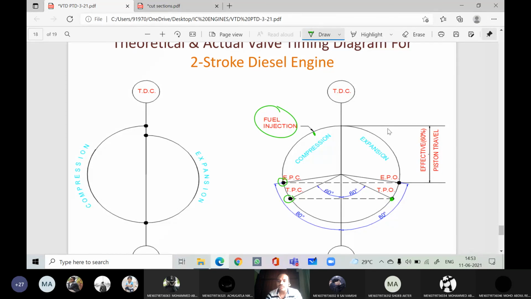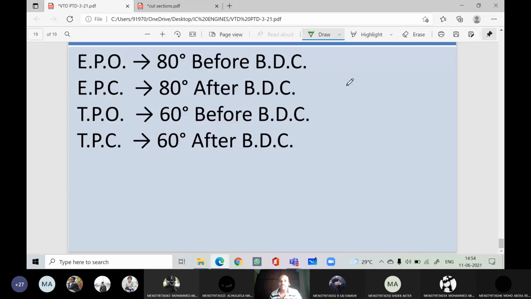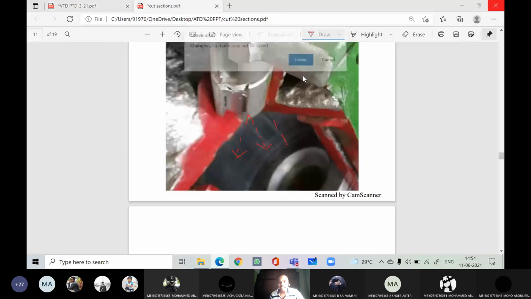Right. So if you see there earlier 140 and 120 degrees, 140 is for exhaust and 120 is for the suction, nothing but the scavenging process. But here it is 160 and 120. Right, scavenging is 120, but exhaust is increased, that is 160 degrees. Around 20 to 25 degrees before TDC, the fuel is injected. Okay, so this is about the diesel engine. So 80 degrees before, after, and the transfer port opens 60 degrees before and 60 degrees after.